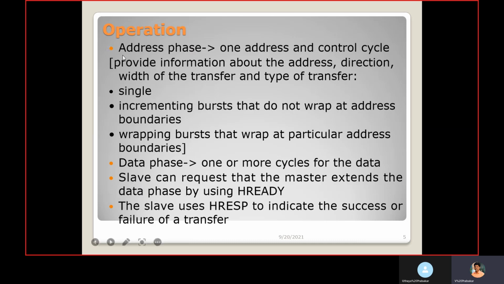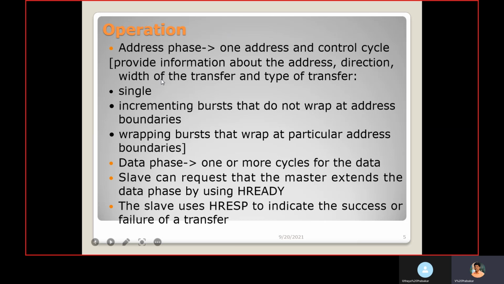Then the operation. Generally, there are 2 phases. AHB transfers are performed in 2 phases: one is the address phase, and the other is the data phase. In the address phase, one address and control cycle will happen. In the address phase, address and control signals have to be given. They provide the information about the address and direction in the address and control cycle.